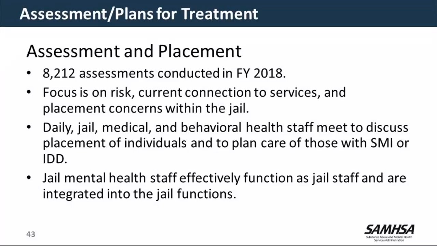Again, they're trying to place that individual in the safest place where they can get any appropriate treatment as needed. Jail mental health staff really function effectively as correctional officers, but they're behavioral health staff. So they really are part of the jail.